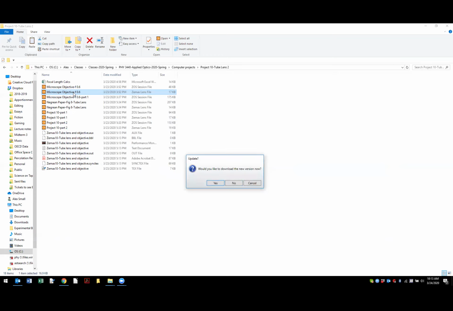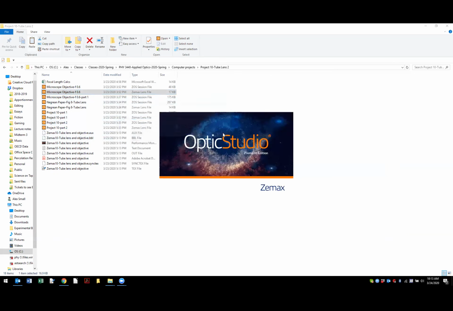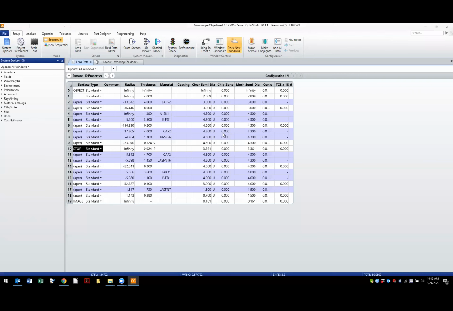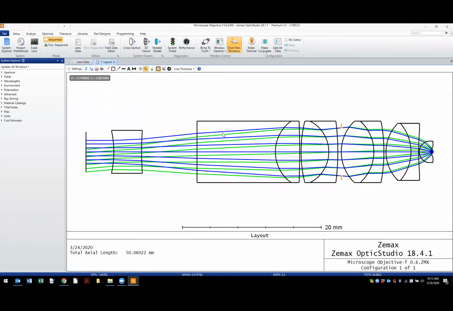I just upgraded Zemax, and now it's all ready. How many times in a semester can they upgrade Zemax for me? All right, I'll give everybody another minute to do that. I'm going to get a drink of water.